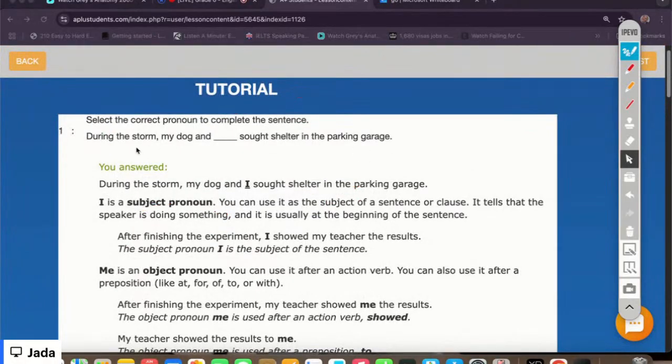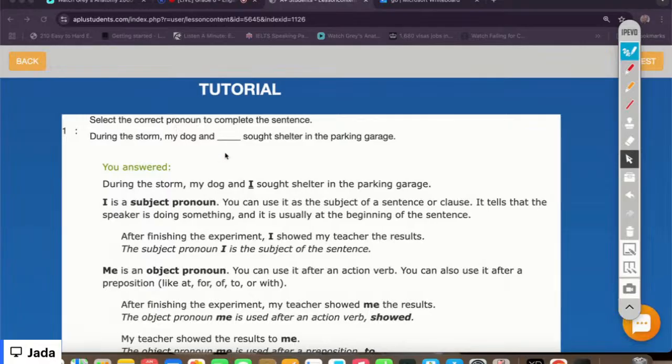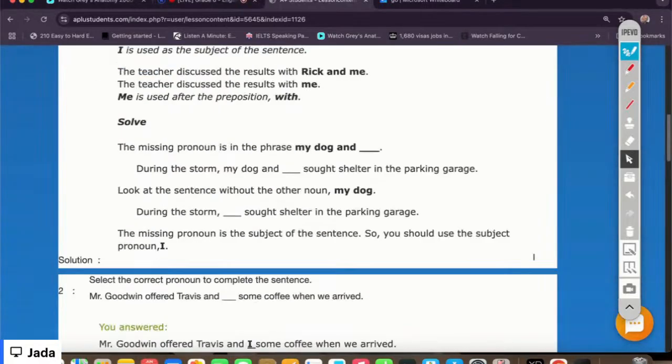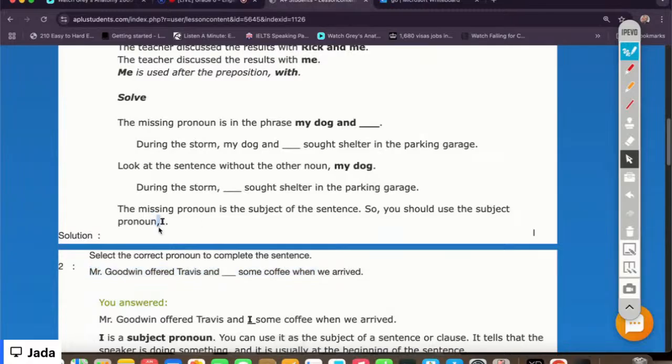So we also have: during the storm, my dog and Dash sought shelter in the parking garage. You have to select the correct pronoun to complete the sentence. So what would that be? And I, my dog and I. If you say during the storm I sought shelter, it still makes sense.